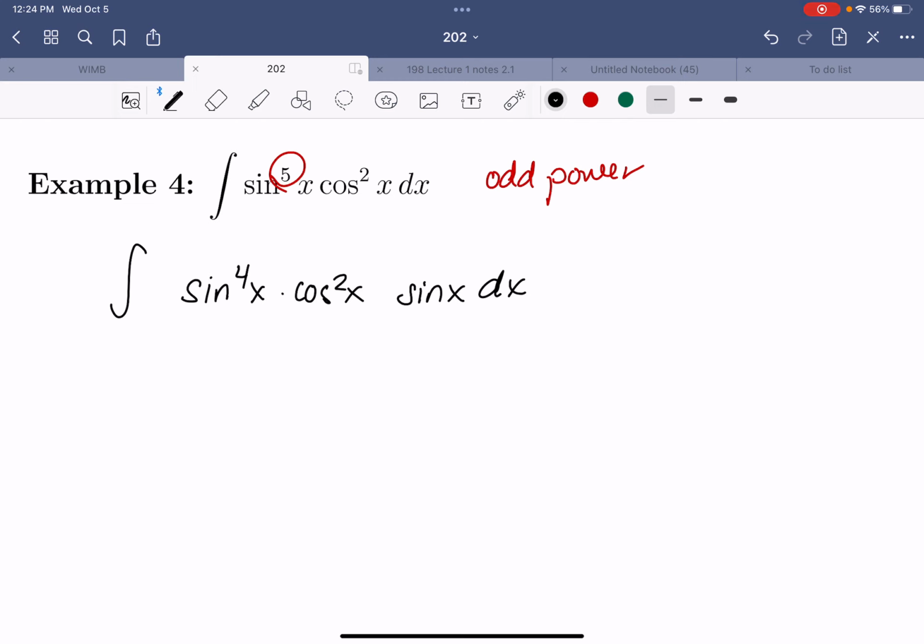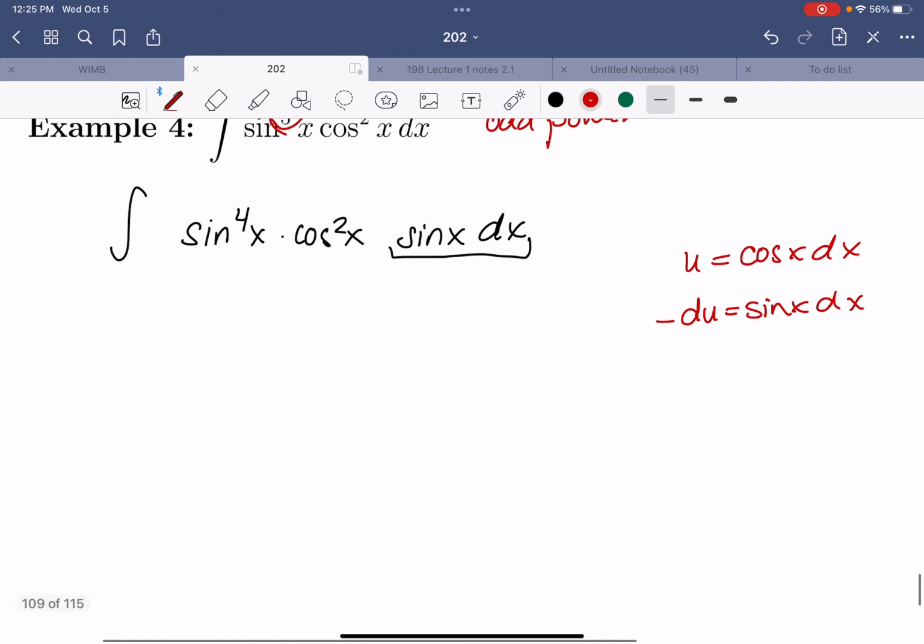And what I get to do here is I am going to convert these to the opposite of whatever this is. So this is sine x, and I want that to be my du. And that comes from a u equal to cosine x dx. And I'll have to sort out the negative. It actually will go over here. But so I want the rest of this to be in terms of cosine. So I need to convert sine to the fourth into cosines.